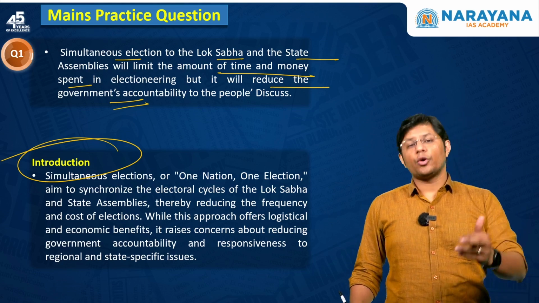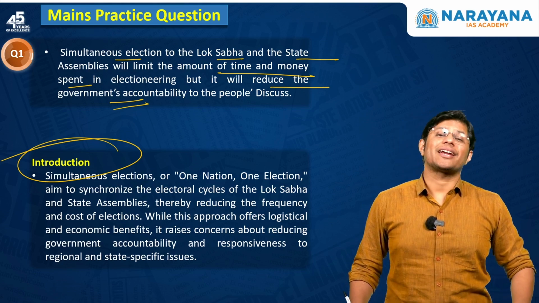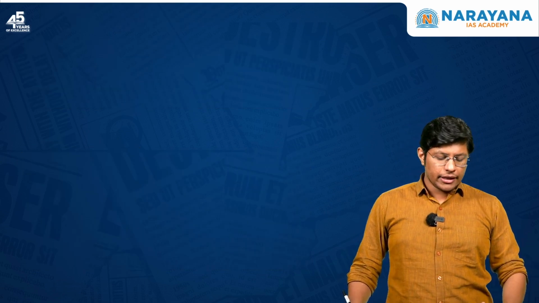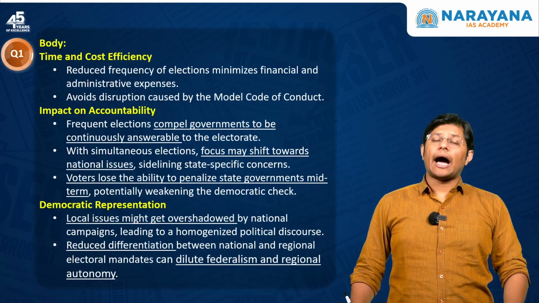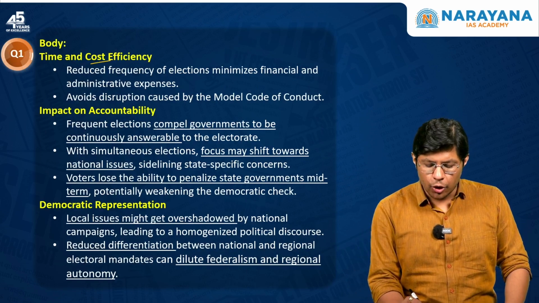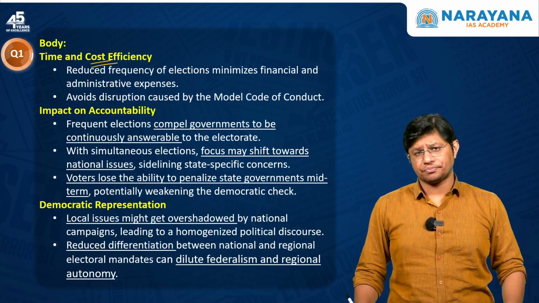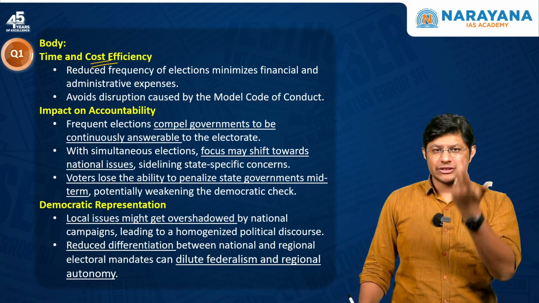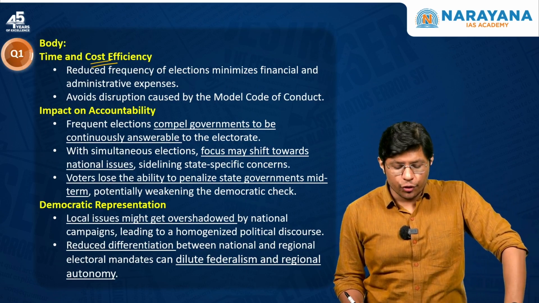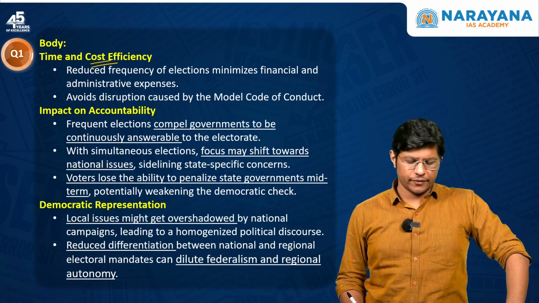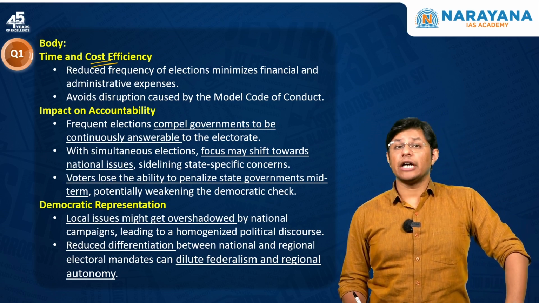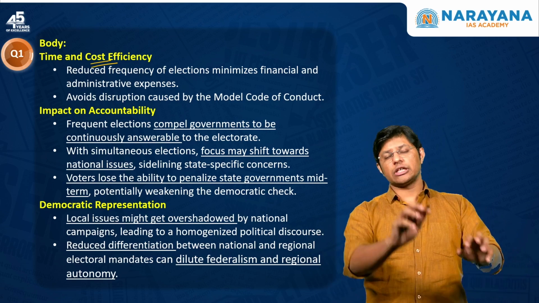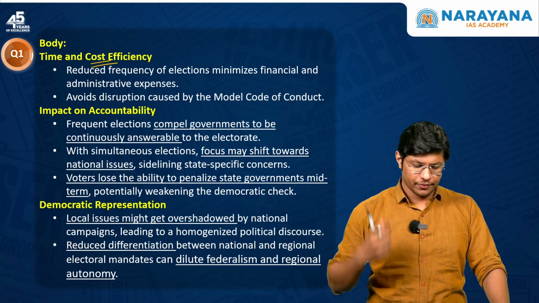Now, mention the Ramnath Kovind committee that recommended these simultaneous elections in our country. Body. In the body, mention how the time and cost would be reduced significantly. So, we would save around 30,000 to 40,000 crore every year, right? Because of which the government can focus more on governance rather than focusing on short-term goals. The government can focus on long-term goals.